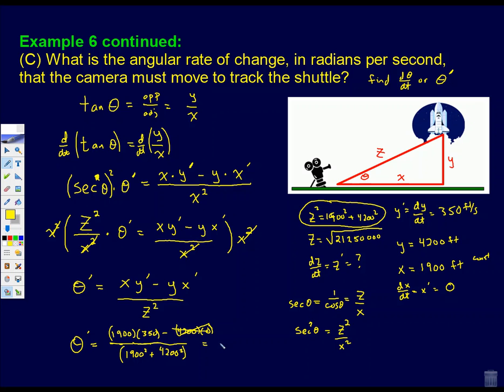So we'll take the top part, 1,900 times 350, and get 665,000. And then we know that the denominator is going to be 21,250,000. So now we're just going to divide those, and I get this very small number here, 0.031.